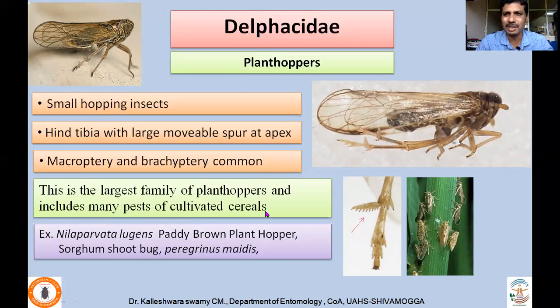So most of the time these plant hoppers infest cereals. Very important pests include Nilaparvata lugens, the paddy brown plant hopper, commonly known as paddy BPH, and the sorghum shoot bug, Peregrinus maidis. Both macropterous and brachypterous forms are common. Macropterous means fully winged condition, whereas brachypterous is short winged condition. Under what conditions they develop the fully winged form and under what conditions the short winged form is of very important ecological implication.